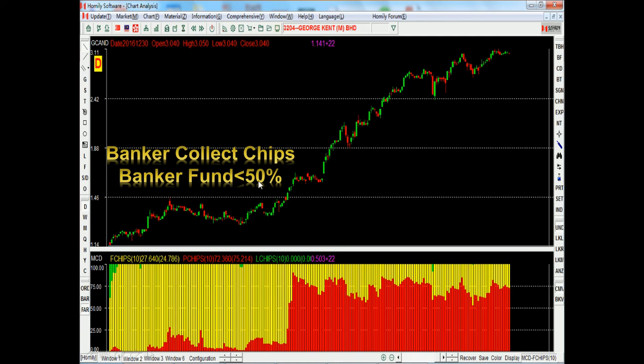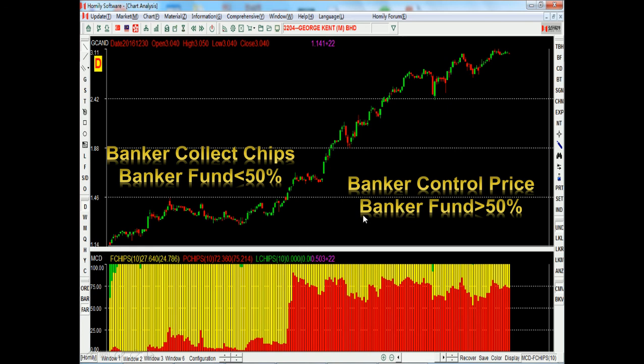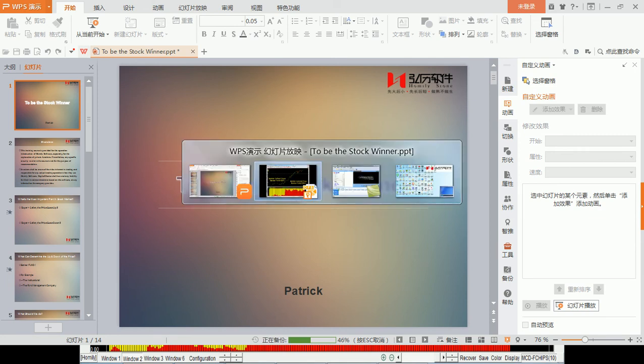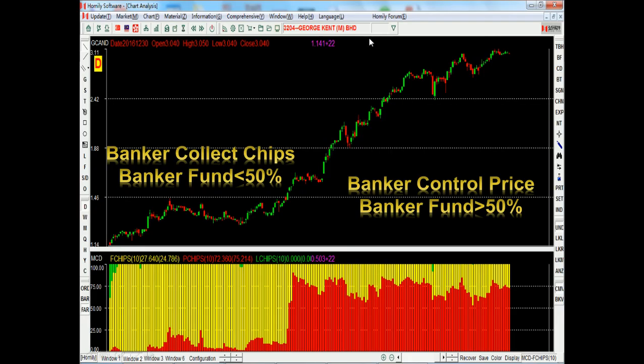The banker fund is less than 50%. So we draw a line about the 50%. You can see this line. This line is a 50%, right? So you can see this. And then the banker fund less than 50%, right? Okay. And then the price goes that way. And then this price goes up. So what will happen? The banker control price. The banker fund is more than 50%. Right? So that means now we have the chance, right? We have the chance.